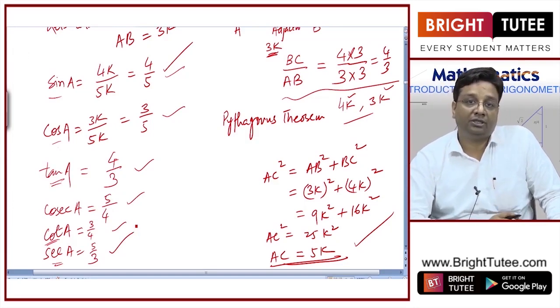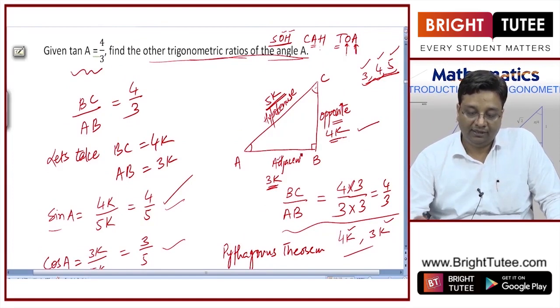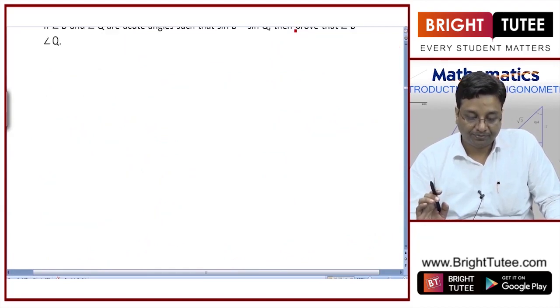So this category of questions is to be done like this. You assume these sides using this SOHCAHTOA rule and then go about the ratios.